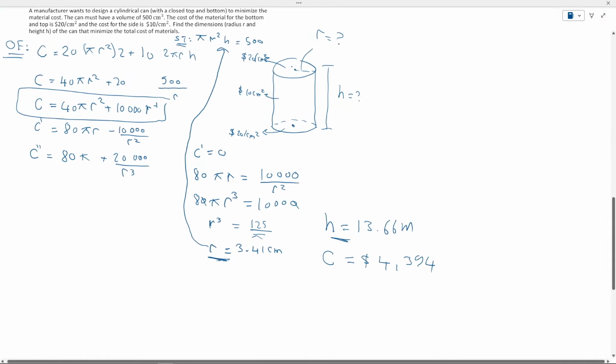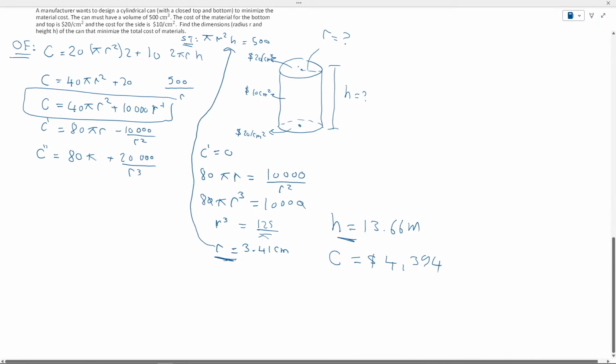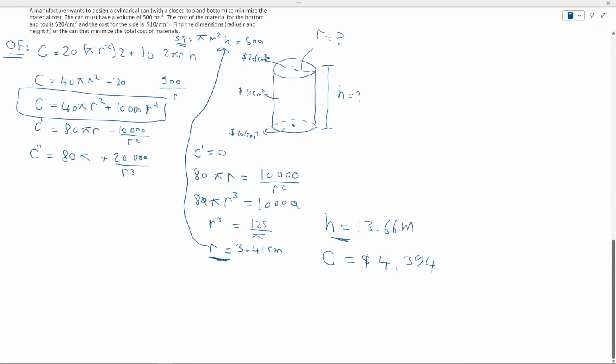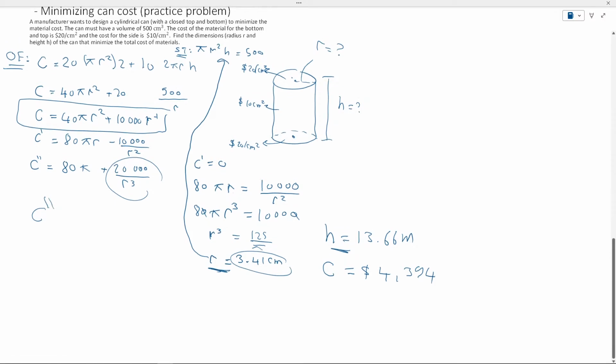Now how would we know that this is the maximum? Sorry, this is the minimum because you want to minimize the cost. Why do I know that this is the minimum? Because when I substitute this here, this C double prime will be larger than 0. Larger than 0 means minimum. You know why, when the second derivative is larger than 0, it's a minimum?